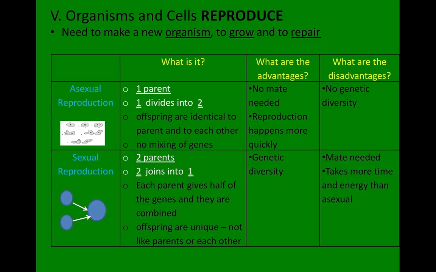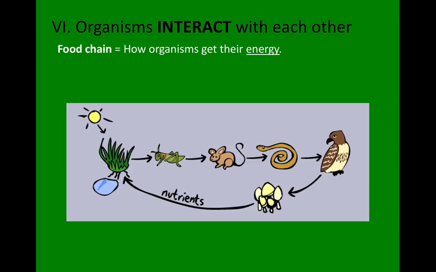Alright, reproduction is over. We're moving on to how organisms interact with each other. One way organisms interact is by eating each other, and that means that they are getting their energy from that relationship. A food chain shows a simple relationship where one organism eats another one, and that energy is passed through the organisms in the food chain.